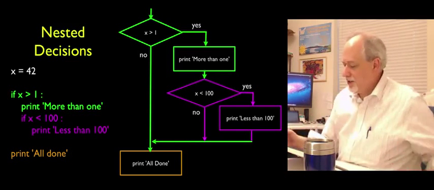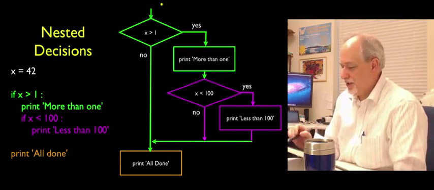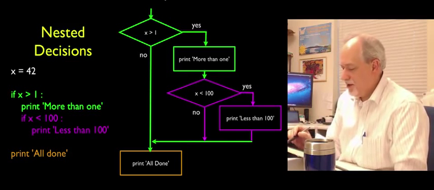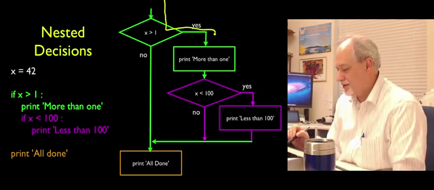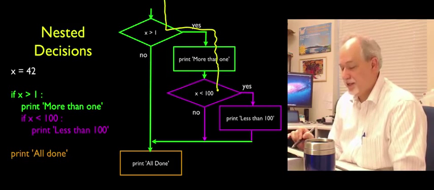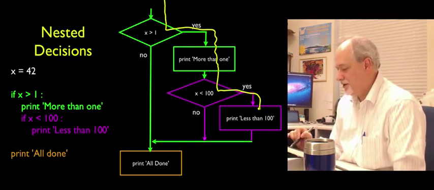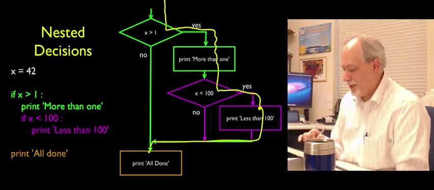So here's a nested decision, and it might be easier to start on this side, where I'm going to have first choice: is x greater than 1, yes or no? And if it's yes, I'll do some work, and then I'm going to ask another question, and if that's yes, then I'm going to do this, then I'm going to come all the way back in.